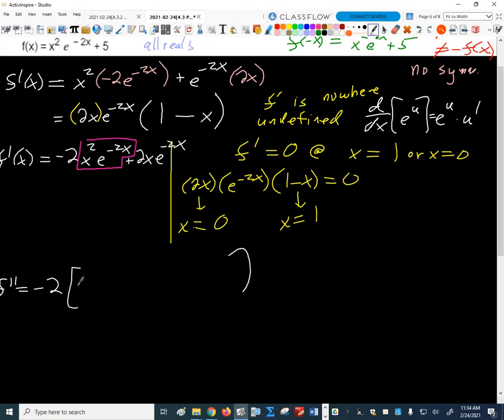Which is negative 2x squared e to the minus 2x plus 2x e to the minus 2x, plus, now I've got to differentiate that part right there, don't I? So we'll just do the same thing that we did the first time. We're going to use the product rule, aren't we? So we're going to get 2x times the derivative of e to the negative 2x, which was just that stuff right there.